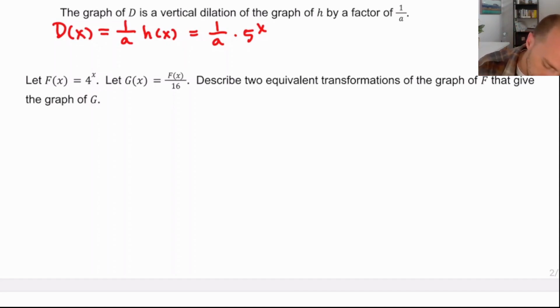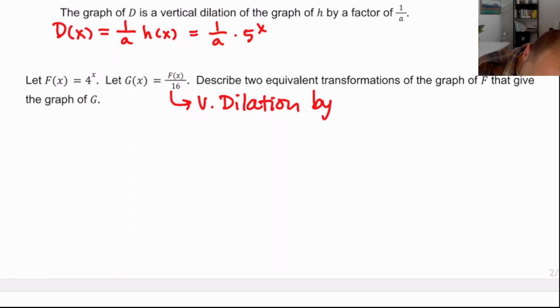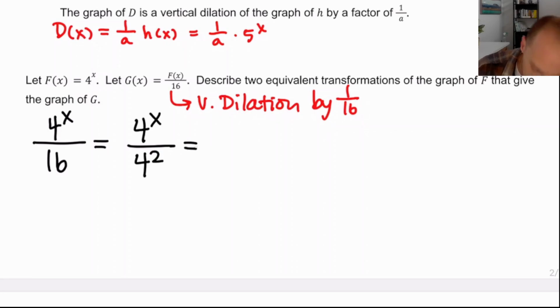We're going to need to say, all right, first thing I can see is the vertical dilation by a factor of 1 over 16. But if I go in and look at 4 to the x over 16, that's 4 to the x over 4 to the 2. And we don't really need to talk about the subtraction property of exponents, but it's 4 to the x times 4 to the negative 2, or you could look at it as subtraction if you remember that from algebra 2. Either way, you're going to end up with 4 to the x minus 2.